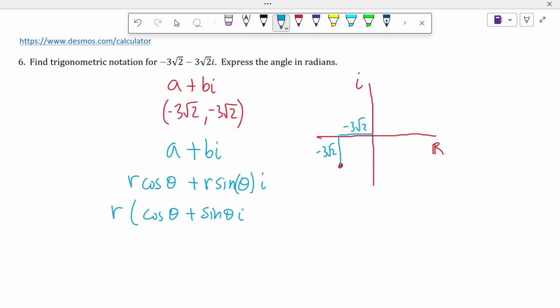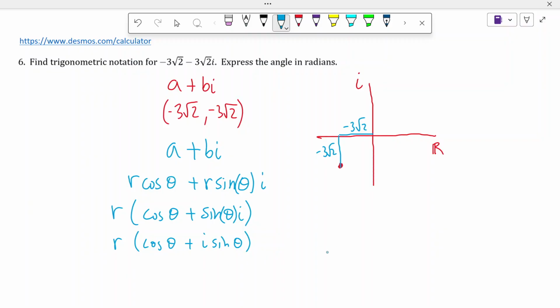And then again, because of that i there, I either need to wrap this in parentheses, or I could bump the i in front. So it could even look like this: cosine of theta plus i sine of theta. Then I don't have to wrap that in parentheses to emphasize that the i, the imaginary number, is not in with the angle for the sine. Okay, so if I'm going to turn it into this formula, I need to know how to turn the a's and b's into the r's and thetas.